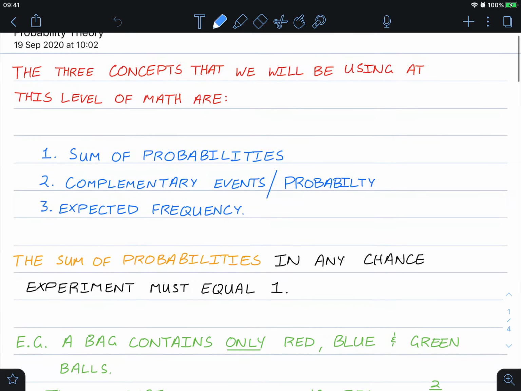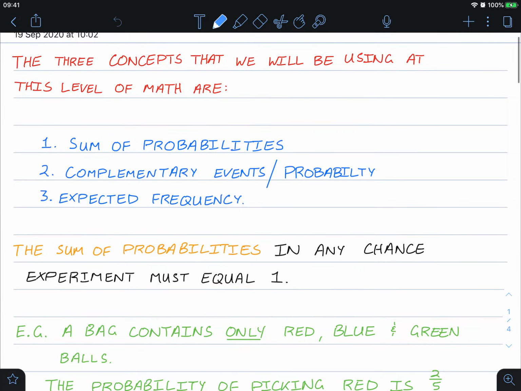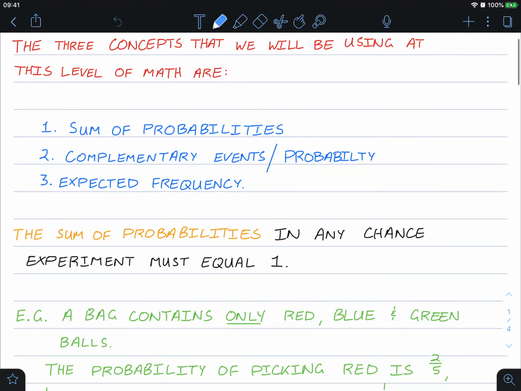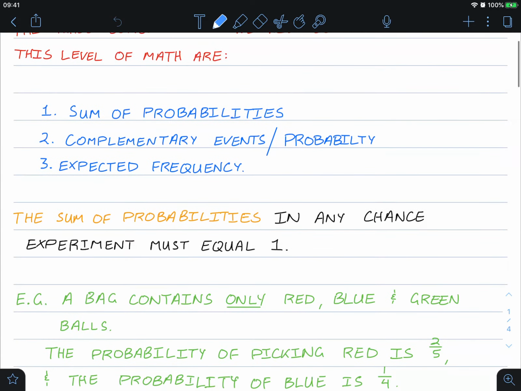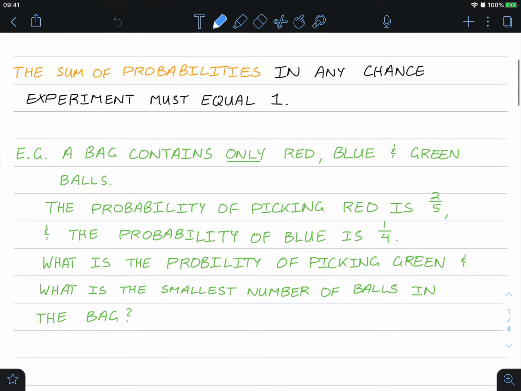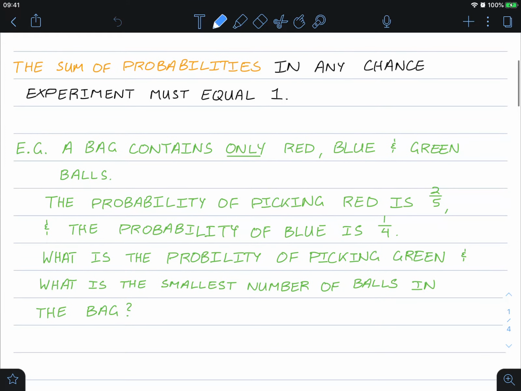The three concepts that we will be using at this level of math are the sum of probabilities, complementary events or complementary probability, and expected frequency. The sum of probabilities in any chance experiment must equal 1.